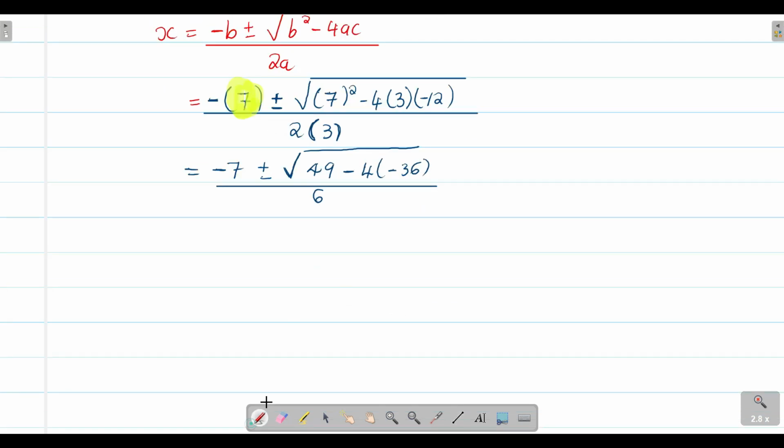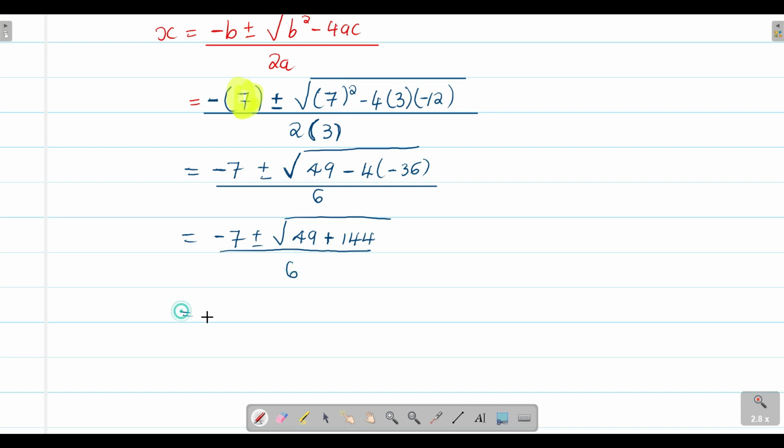It's going to be negative 7, negative 7 plus or minus the square root of, right? It's 49 minus, what is a minus times a minus? It's going to be a positive. 4 times 36 is 144, right? And then all over 6, right?